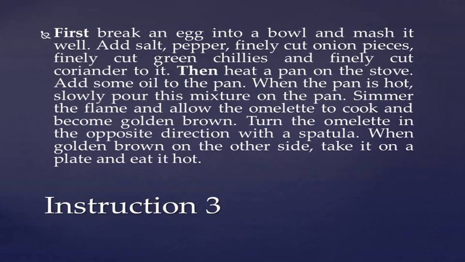Simmer the flame and allow the omelette to cook and become golden brown. Turn the omelette in the opposite direction with a spatula. When golden brown on the other side, take it out on a plate and eat it hot. This set of instructions enables us to make an omelette.